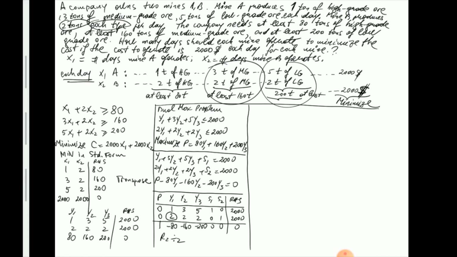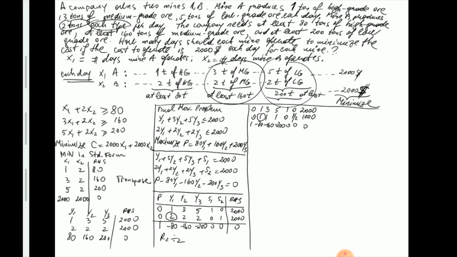So let's do this in 2 stages. 0, 1, 3, 5, 1, 0, 2000. 0, 1, 1, 1, 0, 1 over 2, 1000. 1, minus 80, minus 160. Oh, I didn't have enough room here. Minus 200. 0, 0, 0, and then remember the pivot is over here.